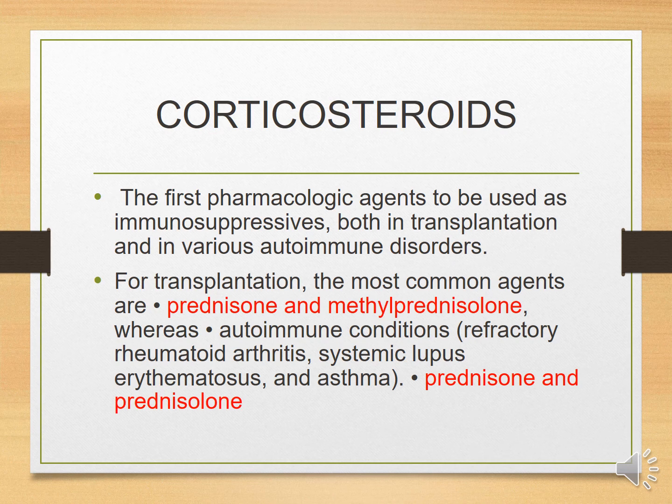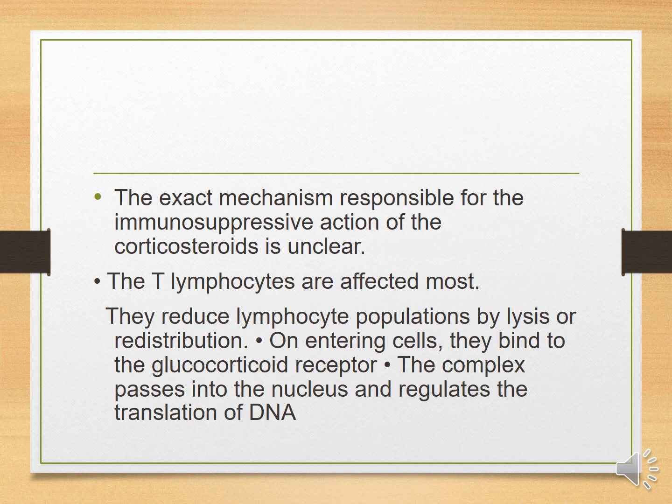Corticosteroids are used in autoimmune conditions, refractory rheumatoid arthritis, systemic lupus erythematosus, and asthma, for example prednisone. The exact mechanism responsible for the immunosuppressive action of the corticosteroids is unclear, whereas T lymphocytes are mostly affected. They reduce lymphocyte populations by lysis or redistribution. On entering cells, they bind to the glucocorticoid receptor. The complex passes into the nucleus and regulates the translation of genes.